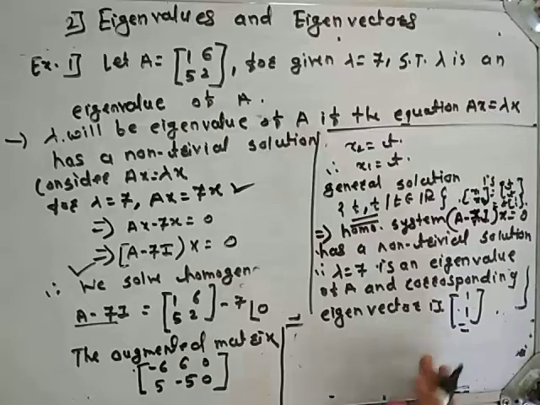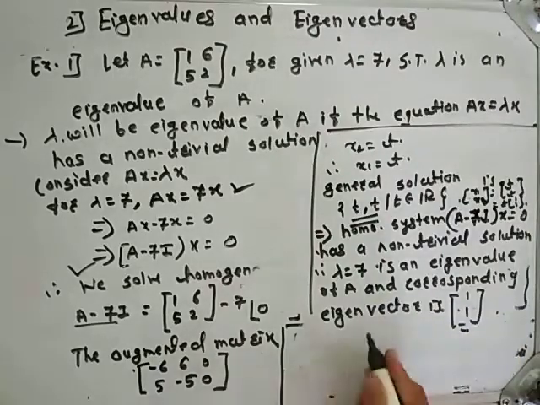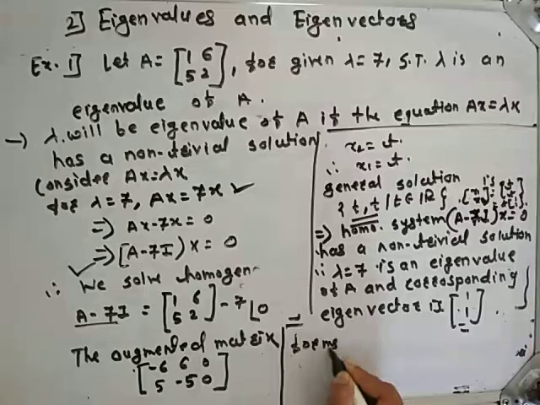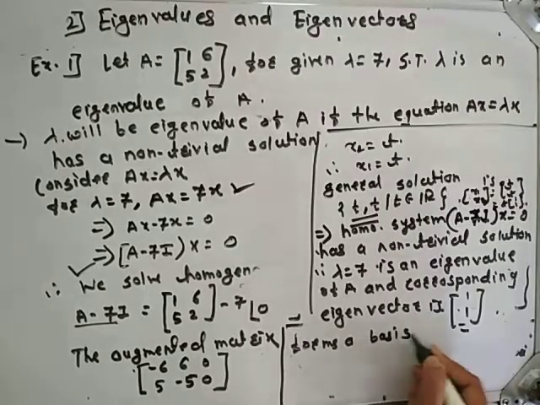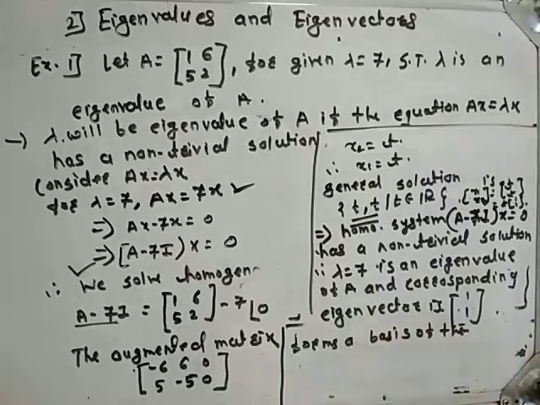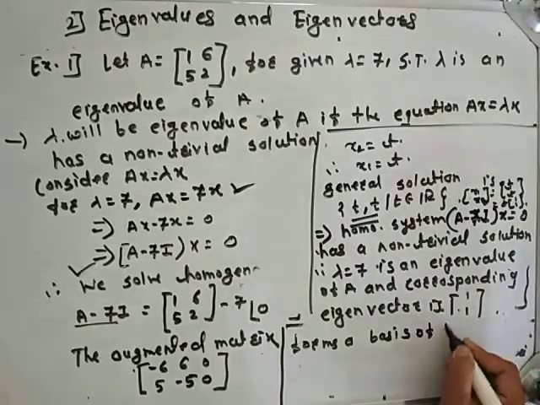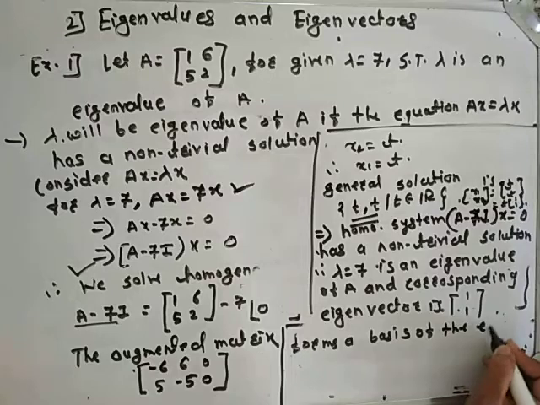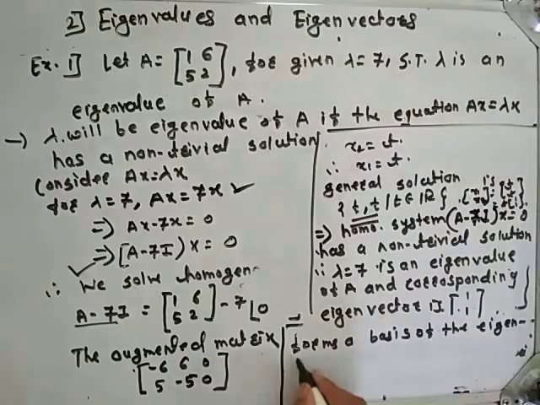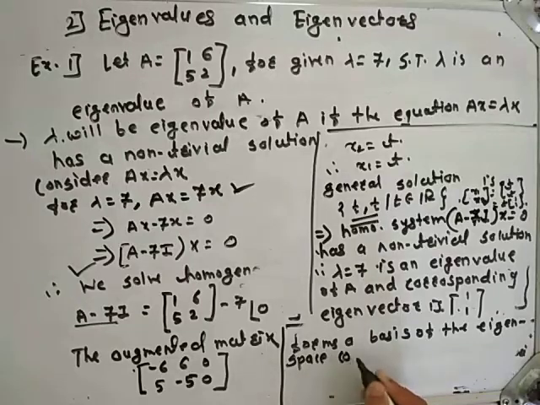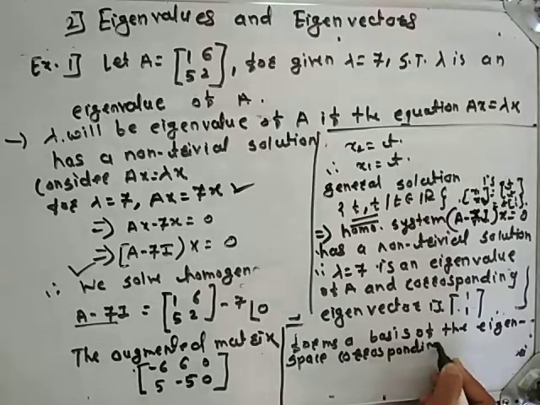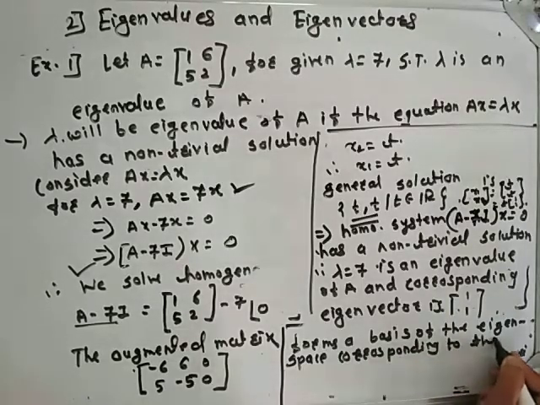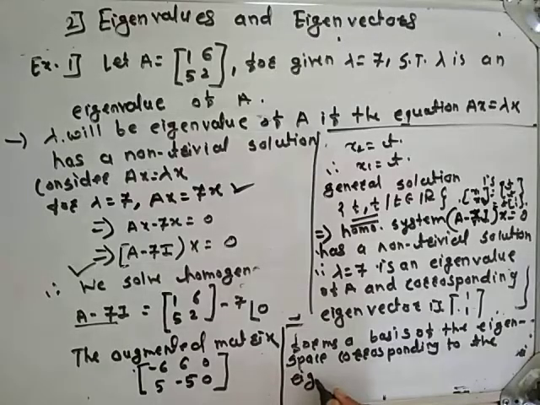Okay, and this vector forms a basis of the eigenspace corresponding to the eigenvalue lambda = 7.